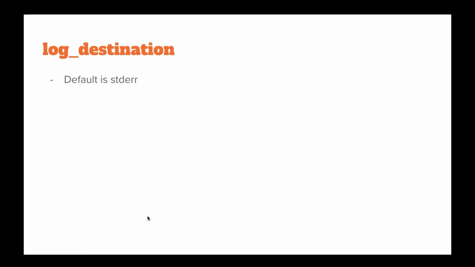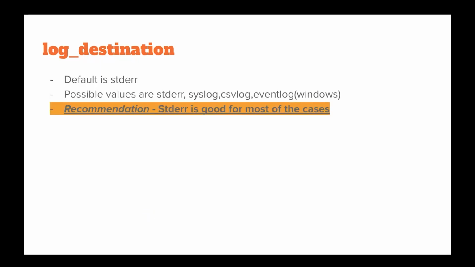In this video, we're going to talk about three different parameters related to Postgres logging. The first one is log destination. By default, it is set to stderr. The possible values are stderr, syslog, csvlog, and eventlog for Windows. The recommendation is to use the default, which is stderr.